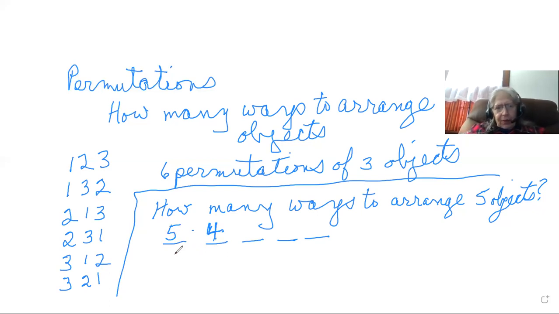So you'd have 5 ways at the start, and then for each of those ways, you'd have 4 more. So you'd have 5 times 4 ways to put 2 things in those spots. And after you've picked those 2 things, you'd only have 3 left. And after you've picked 3, you get the idea. And so altogether, there would be 5 times 4 is 20, times 3 is 60, times 2 is 120. There'd be 120 ways to arrange those 5 objects.